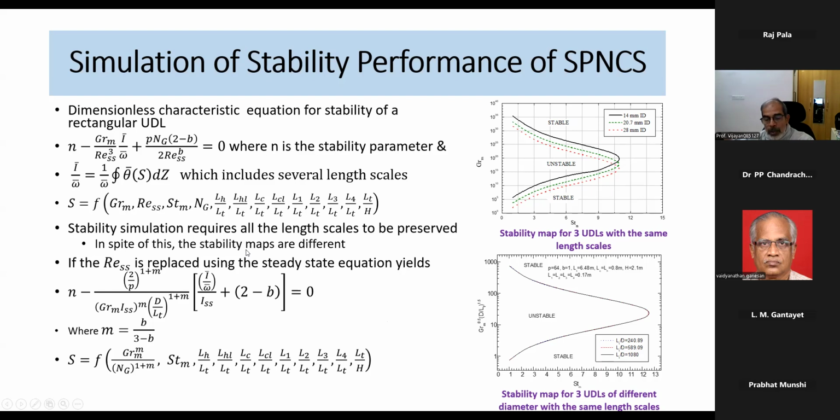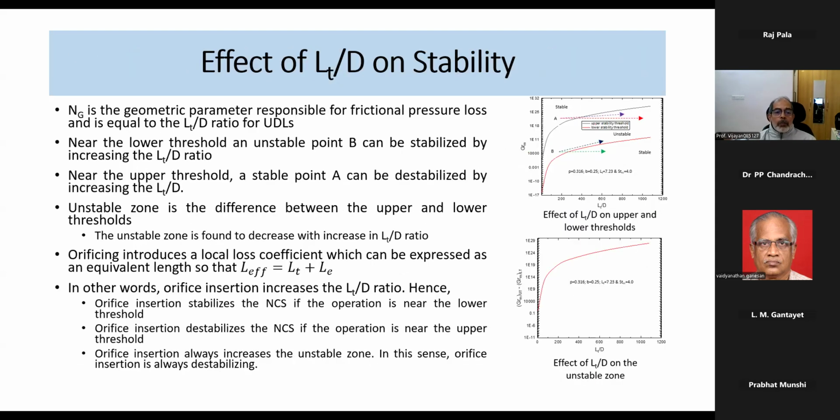The characteristic equation is valid for all the loops, and it is also valid for other shapes. If you want toroidal, rectangular, trapezoidal, all kinds of loops, and you can also use it for nuclear reactors, although the equation will become quite complex. Now, one thing we found, if you look at the effect of LT by D. Even if you put an orifice, an orifice actually effectively increases the L by D ratio, because you can put the loss coefficient as a function FL E by D. So that's how it is.